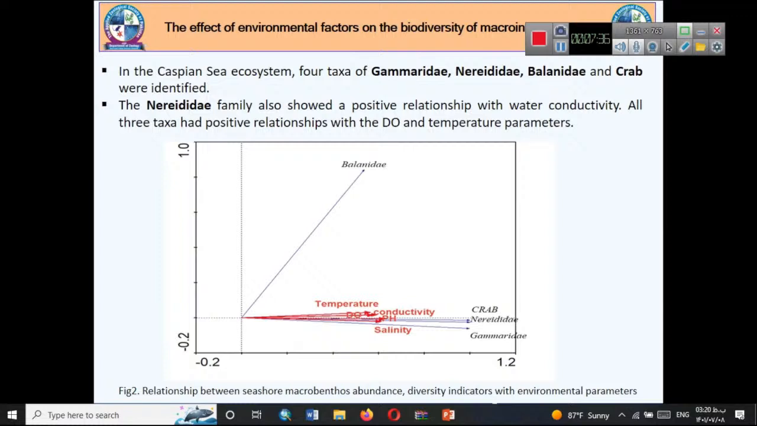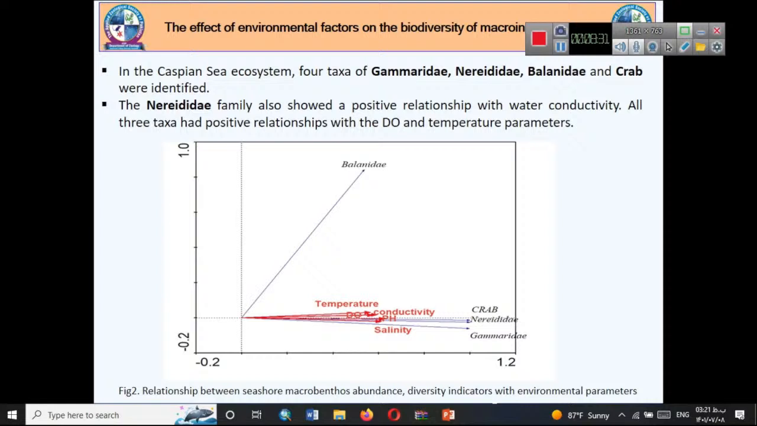The effect of environmental factors on the biodiversity of macroinvertebrates. Here we can see the figure in the Caspian Sea ecosystem for types of Gammarida, Nereida, Balanida, and crab were identified. According to the first axis as the basis of correlation analysis, crab and Gammarida abundance had a positive relationship with salinity and pH of water. The Nereida family also showed a positive relationship with water conductivity. All three taxa had positive relationship with the dissolved oxygen and temperature parameters.